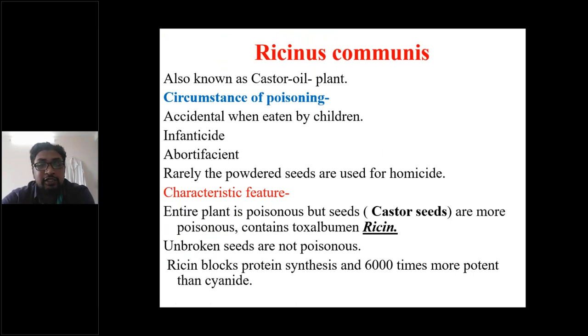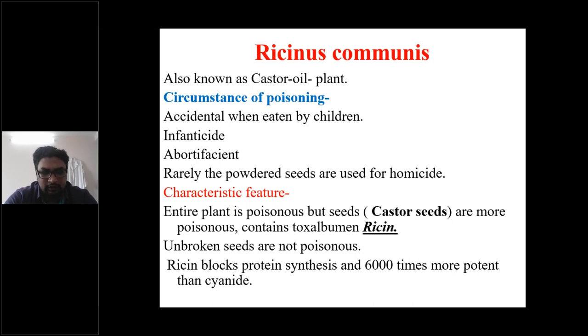Next one, Ricinus communis, also known as castor oil plant. What are the circumstances of poisoning? It is accidental, mostly when eaten by children. It can be given as an infanticide poison. It is an abortifacient, and rarely the powdered seeds are used for homicidal purposes.